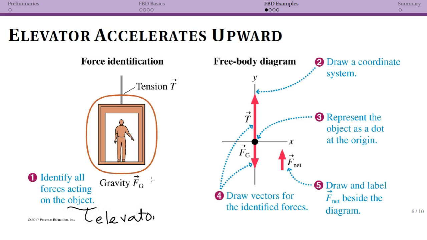So again, don't get too confused. If the box of puppies helps remind you, please think about that. And we do have the force of gravity because this is an elevator on Earth. So we have two forces to worry about. So that's step one. The second step is to draw your coordinate system.